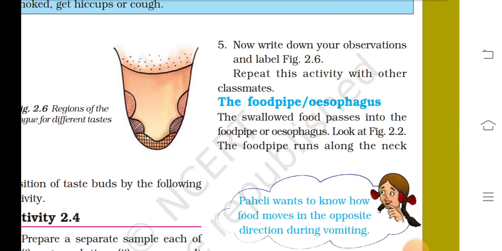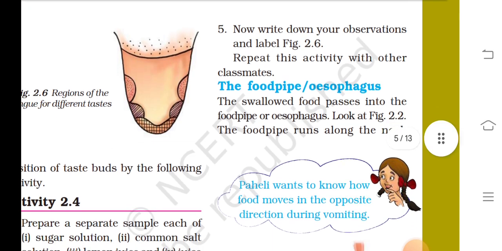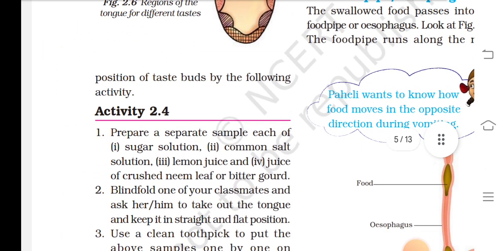Now write your observation. Repeat this activity with other classmates.